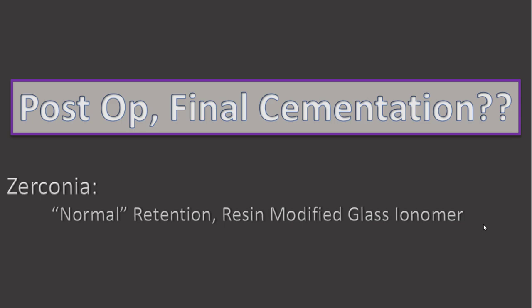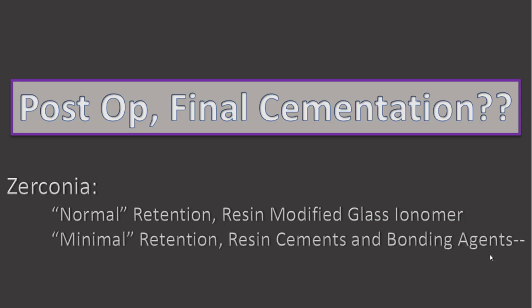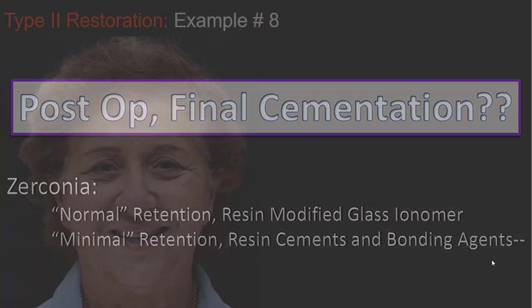So as far as final cementation, anything that has normal retention and zirconium, we use a resin modified glass ionomer. I mean, we get into all the materials and the different types of cements and so forth. If we have a case where we have a minimal amount of retention, certainly like our veneers, we use resin bonded cements and bonding agents and sometimes total etch or selective etch. Again, it depends, and we get into that in the program.